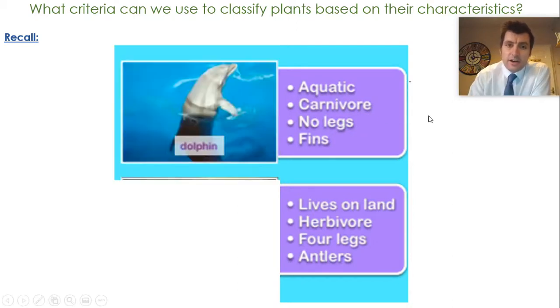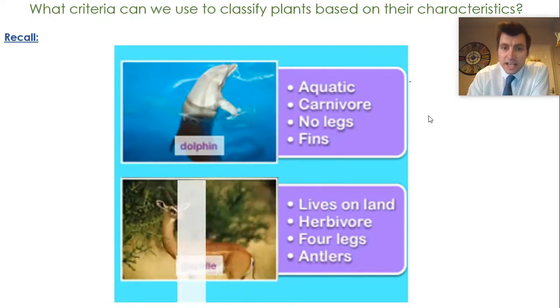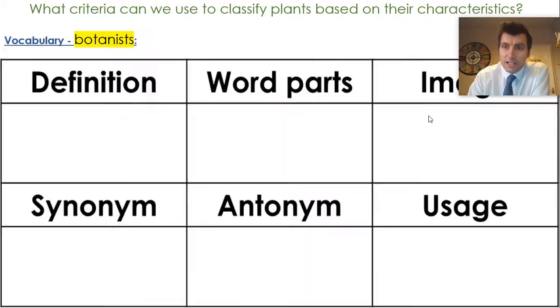Hopefully, guys, you've identified that the dolphin was the aquatic animal which was first sorted, and the second one was the gazelle, which was that herbivore which we looked at last week. Okay, so those two animals which we classified last week.